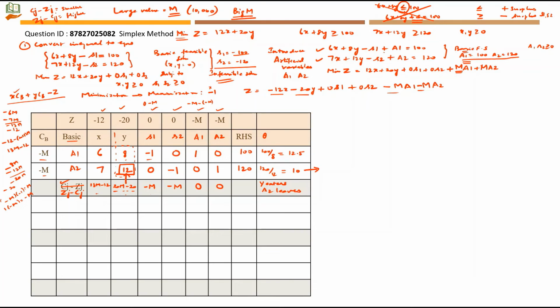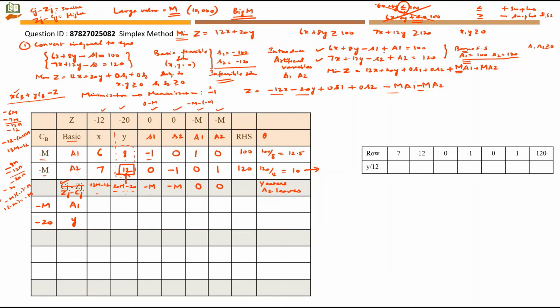So the entering element instead of A2, who should enter here? Y is entering and A2 is leaving. Then we will have A1 here as it is. The coefficient of A1 will be minus m as per the objective function. The coefficient of y will be minus 20 in the objective function.